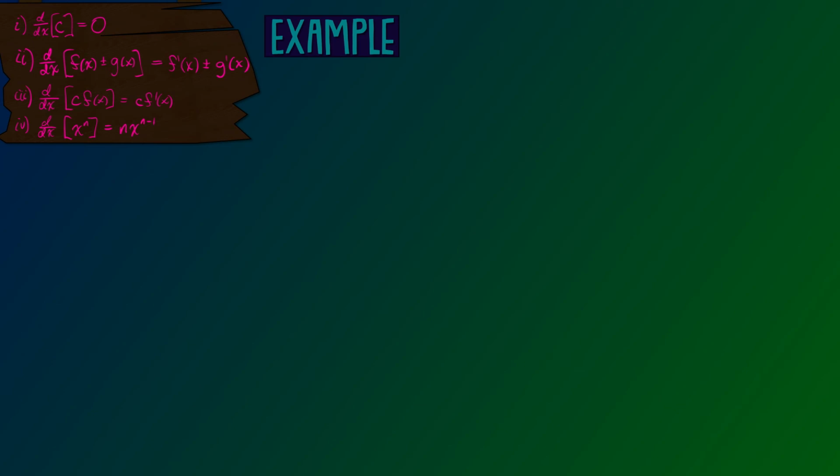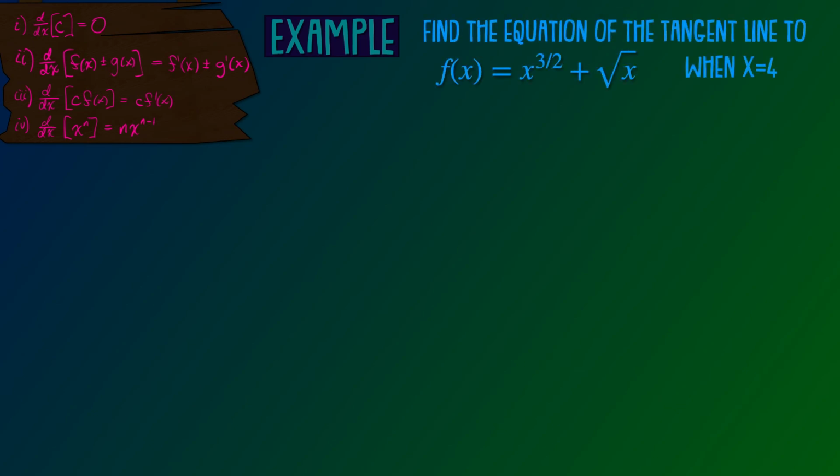And this is a little bit different. Now we're going to be asked to find the equation of the tangent line to f of x equals x to the 3 halves plus the square root of x, when x is equal to 4. So remember that the derivative is the slope of the tangent line, and what two things do we need when we find an equation of a line? We need a slope and a point. So we have half of the point, we just have the x value.